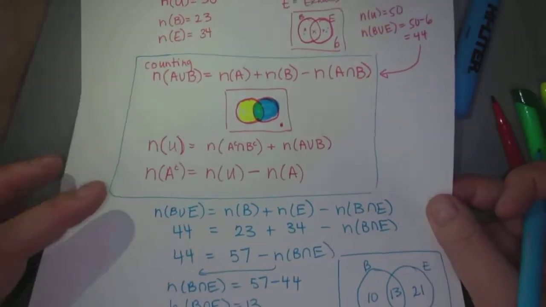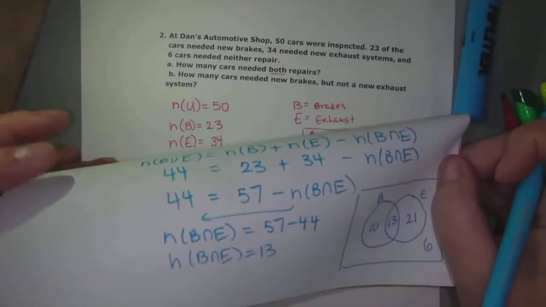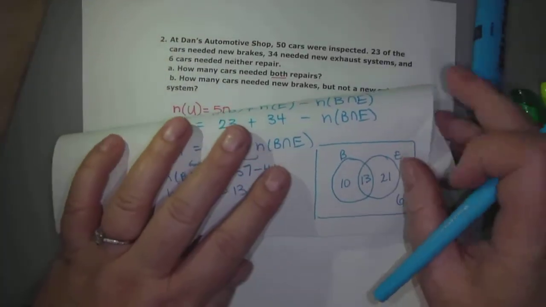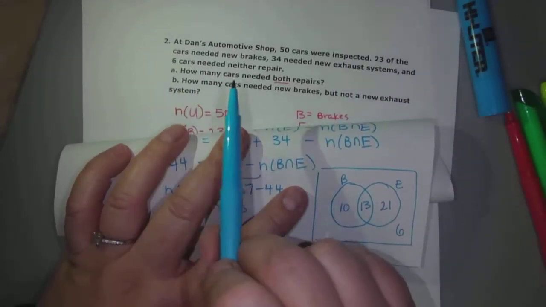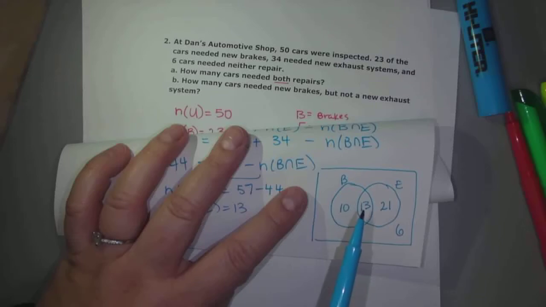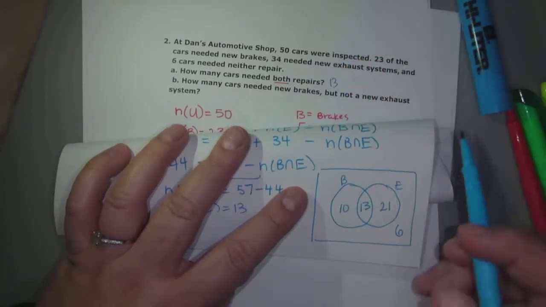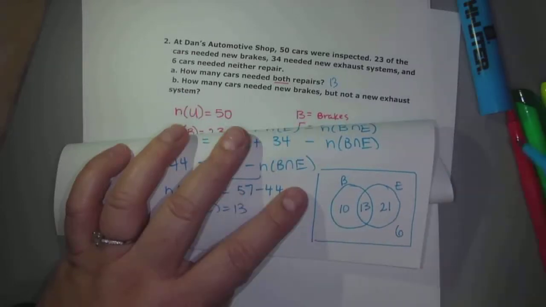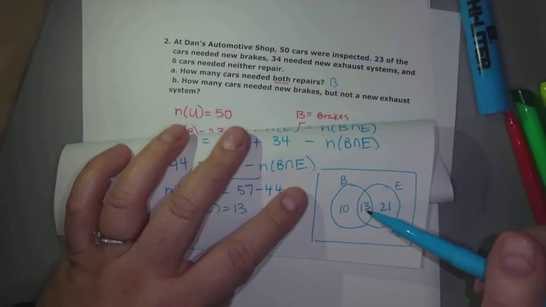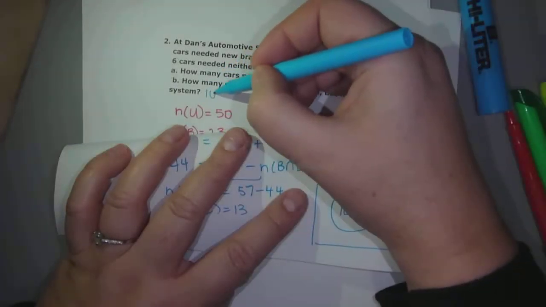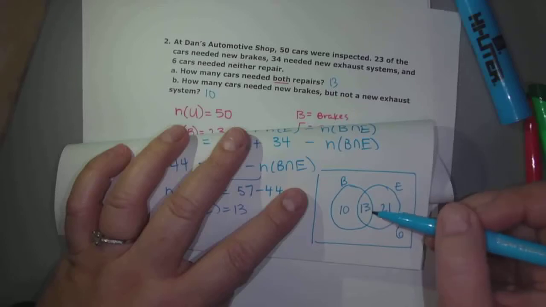So, what were the questions? Let's look back. Here's our diagram. So question, the first one said, how many cars needed both repairs? Well, we found that was 13. How many cars needed new brakes? So in the brake circle, but not new exhaust. So not these 13, so that would be 10. New brakes in the brake circle, but not new exhaust.